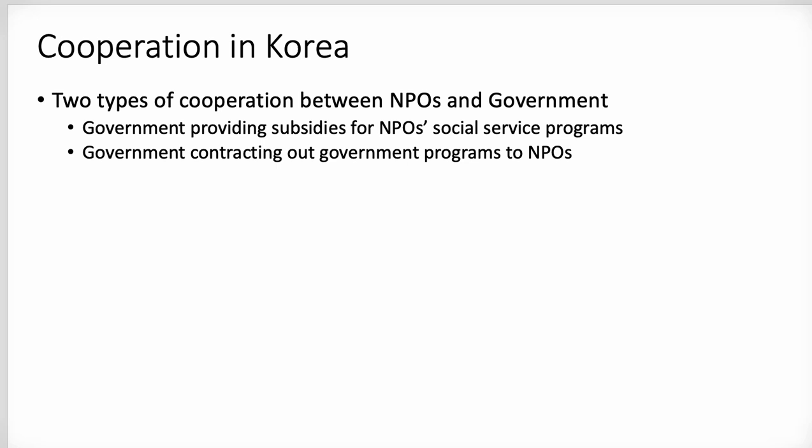So, when it comes to the case of Korea, there are two types of cooperation between NPOs and government. The first is governments providing subsidies for NPOs' social service programs. The second is government contracting out government programs to NPOs.